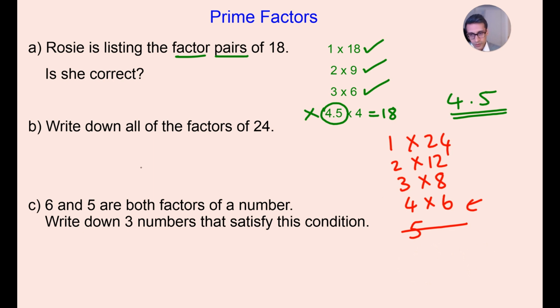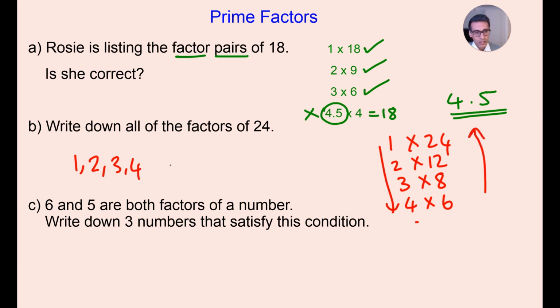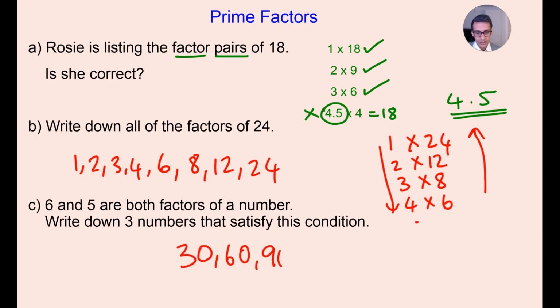Now, all the factors of 24 are going to be 1, 2, 3, 4. So it's these 4 numbers here, and also those 4 numbers. So that's going to be 6, 8, 12, and 24. Okay, now in the last question, we're not going to go through this in detail, but hopefully you've come up with numbers, for example, 30, 60, 90, and that goes on.